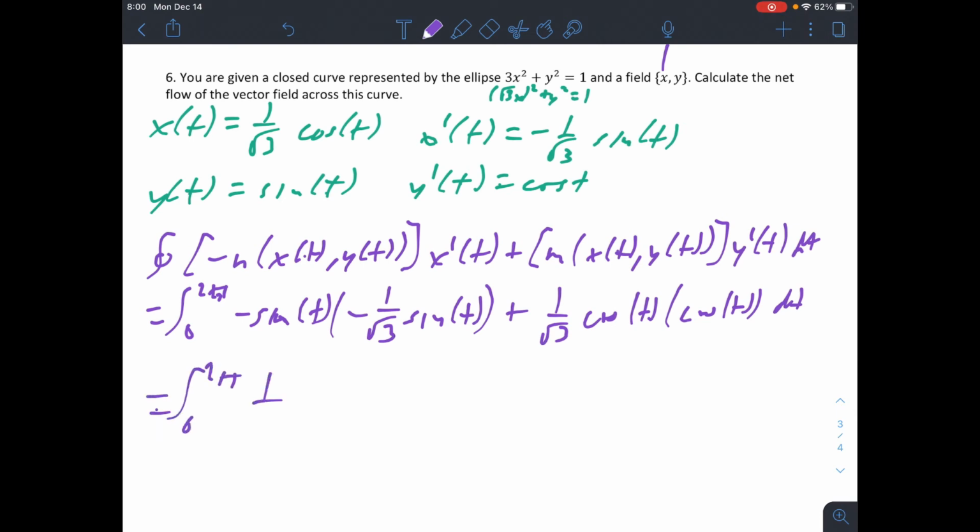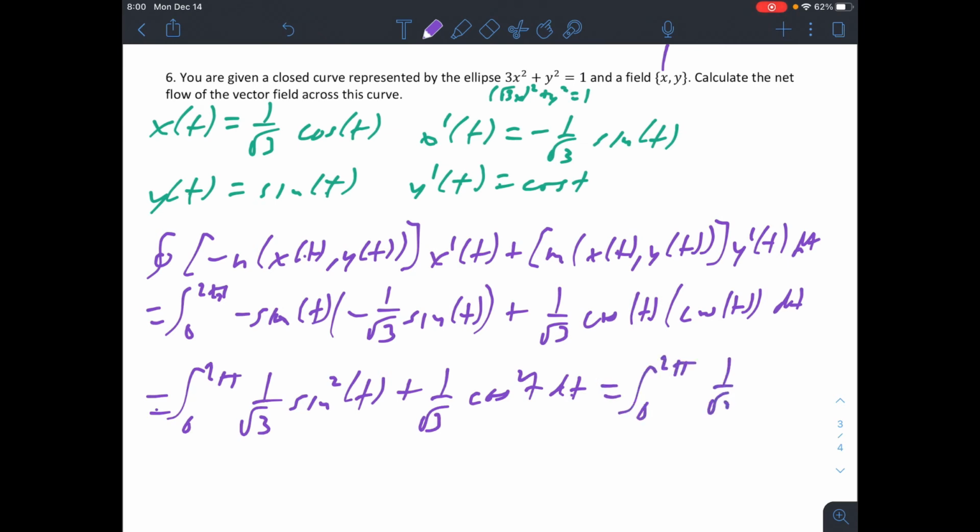So we're left with 1 over root 3 sine squared plus 1 over root 3 cosine squared. And if you factor out the 1 over root 3, we're left with sine squared plus cosine squared, which is of course just 1. So we can get down to this. And then we take our antiderivative, we get t over root 3 from 0 to 2 pi. So our final answer here would be 2 pi over root 3, which is positive.